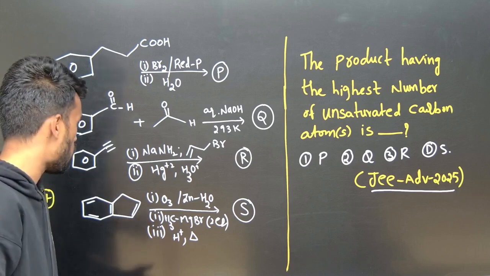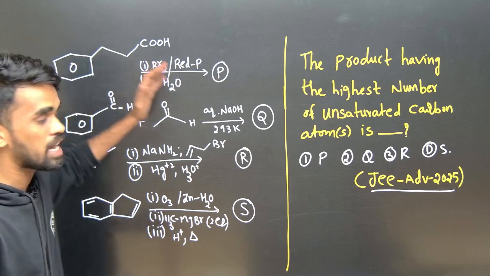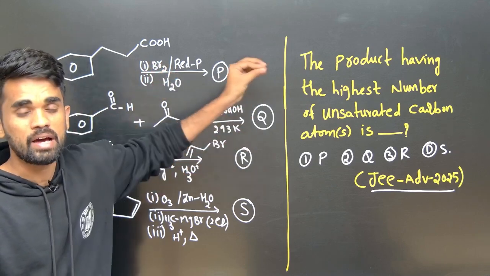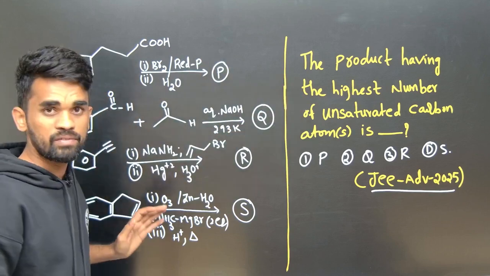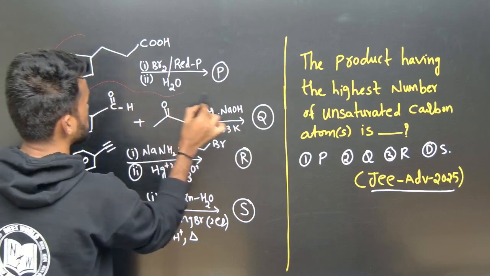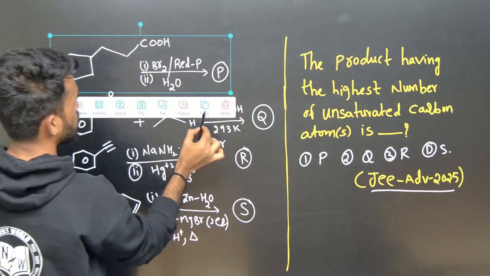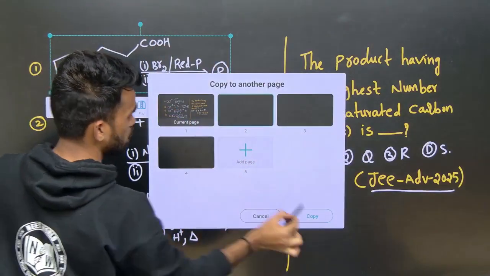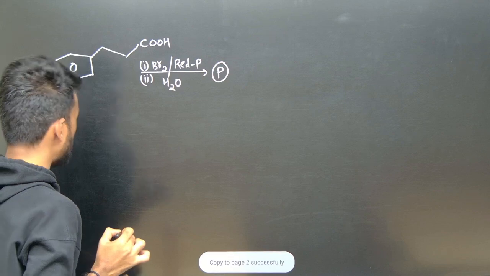In order to answer this, we need to take these reactions one by one and write the proper product for each reaction. So let us understand the products formed in these reactions by taking each of them. Here I will be taking this reaction and let us understand this.